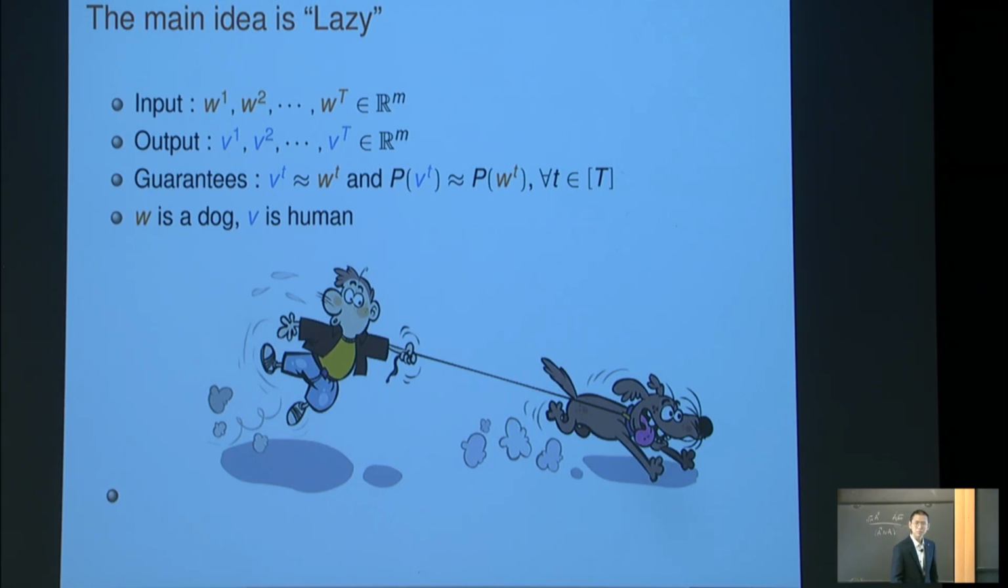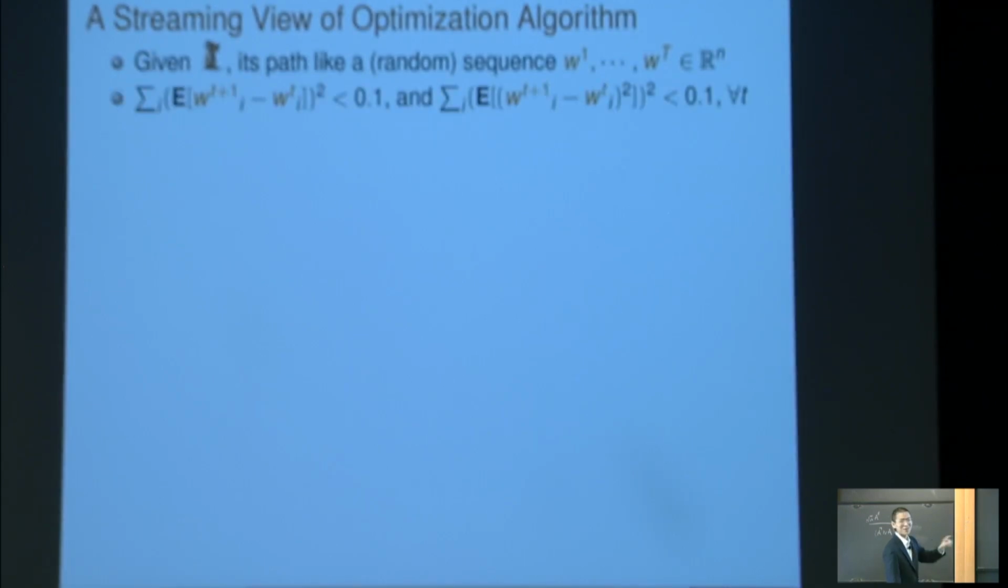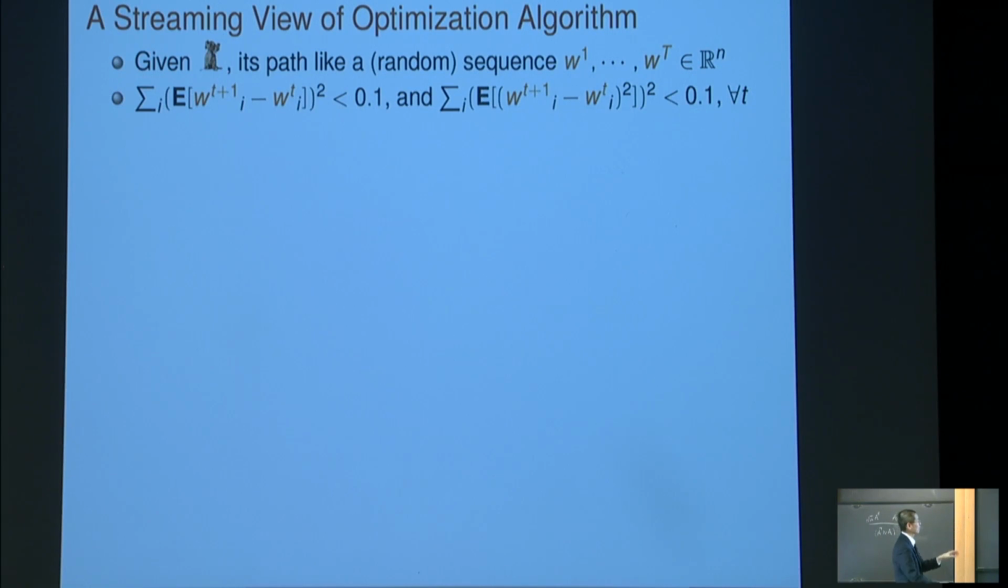Is there a way to formalize what it means that W is slowly changing? Can you formalize for us what it means? Yeah, the next slide. That's a very good question. This is how W is changing. Basically you look at all the coordinates, and the expectation is going to be small, conditioning on W_t being given, and also the variance is going to be small.